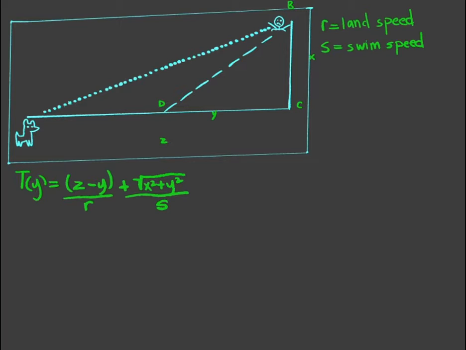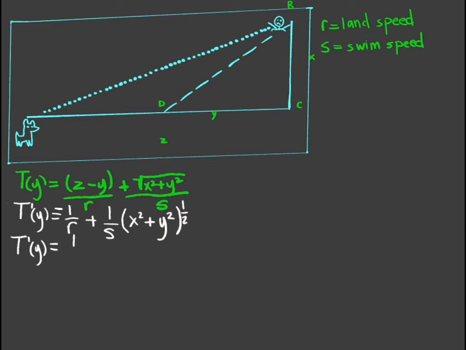In order to optimize Lassie's travel time, we must find the derivative. We know that z over r will be a constant, and so will be 0 when derived. Negative y over r will derive to negative 1 over r. To make this much easier, we separate z minus y over r into z over r minus y over r. Then we derive with relation to y. So, t prime of y equals negative 1 over r, and we move the 1 over s to the side because it's constant. So, it is 1 over s times the quantity x squared plus y squared to the 1/2.